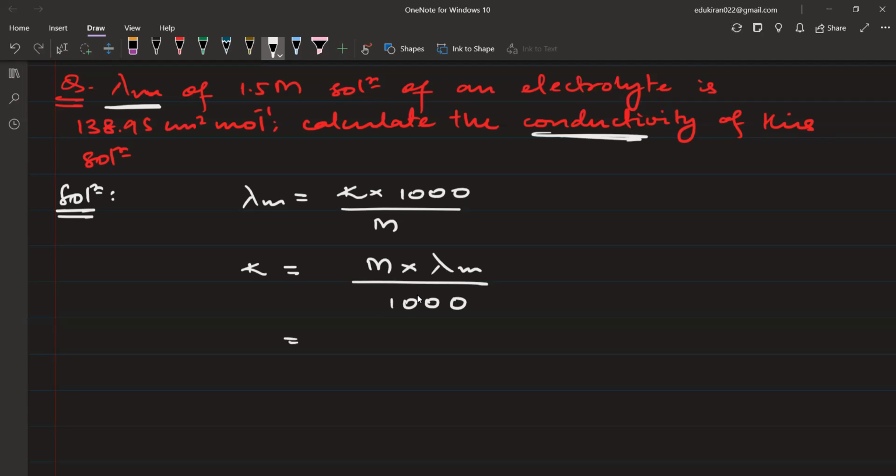What is the molarity of the solution? It is 1.5, the concentration, into lambda. Oh, molarity is given. Yeah, molarity is given. And lambda m is equal to 138.9 divided by 1000. What will be this?